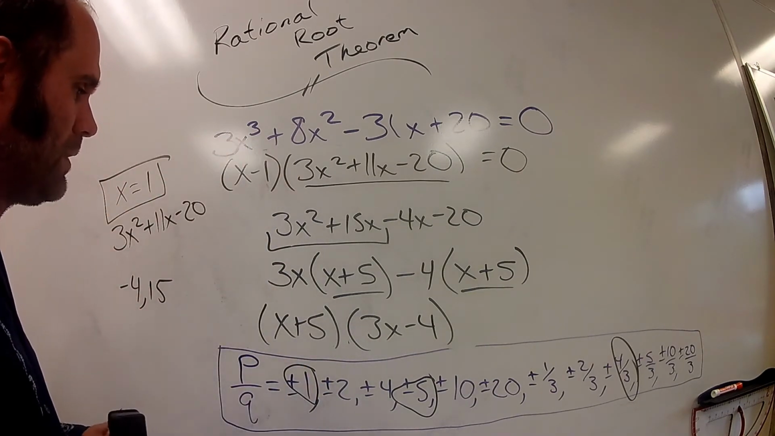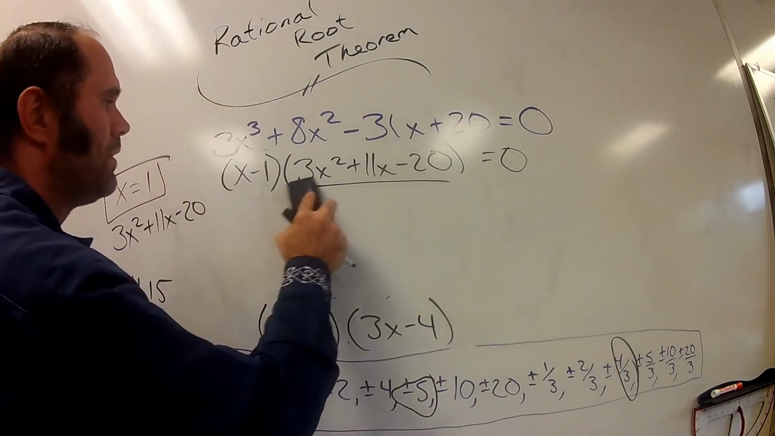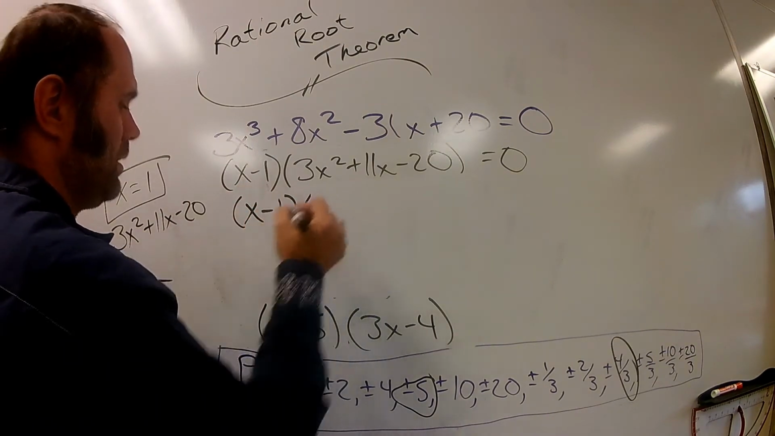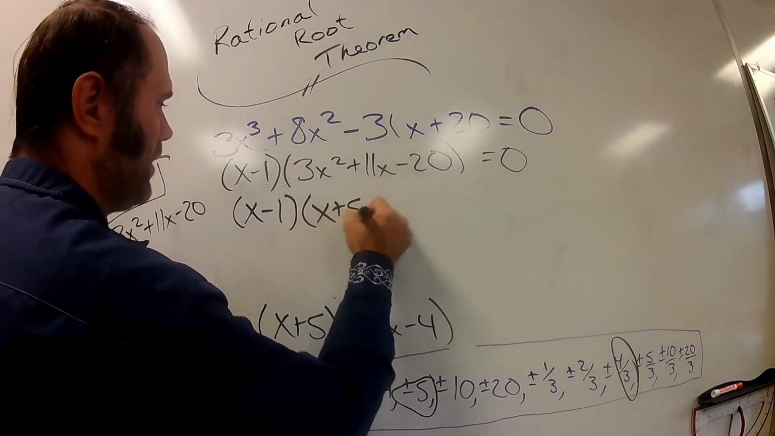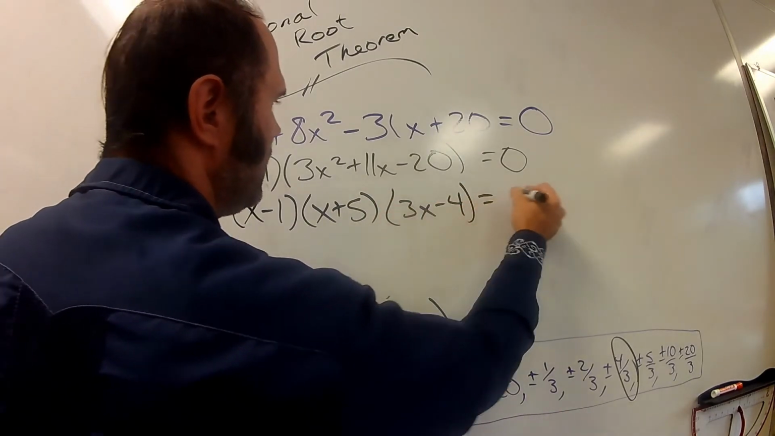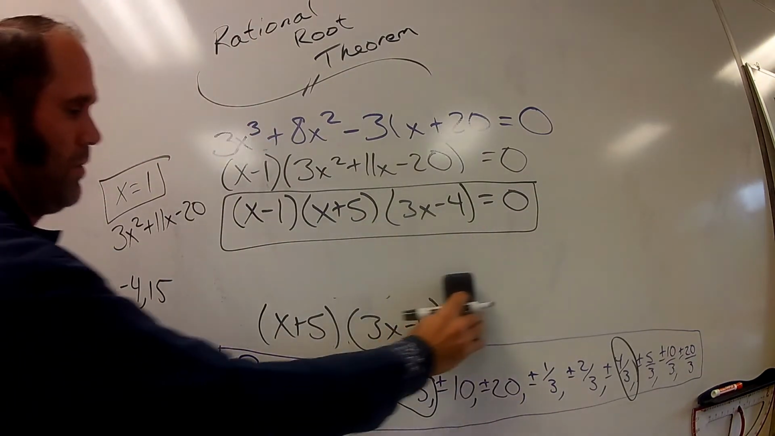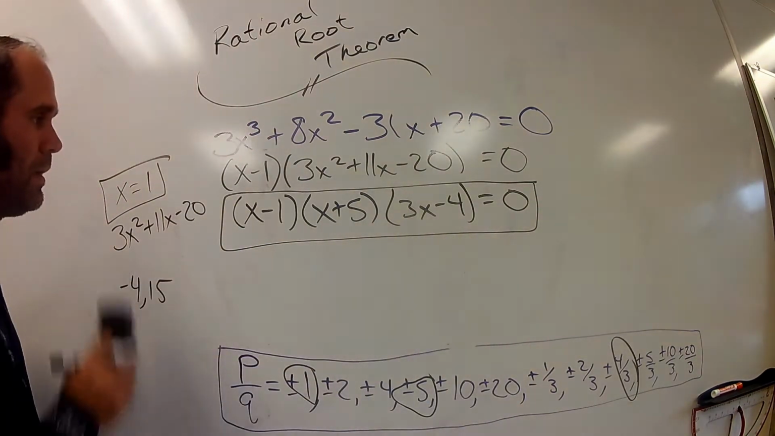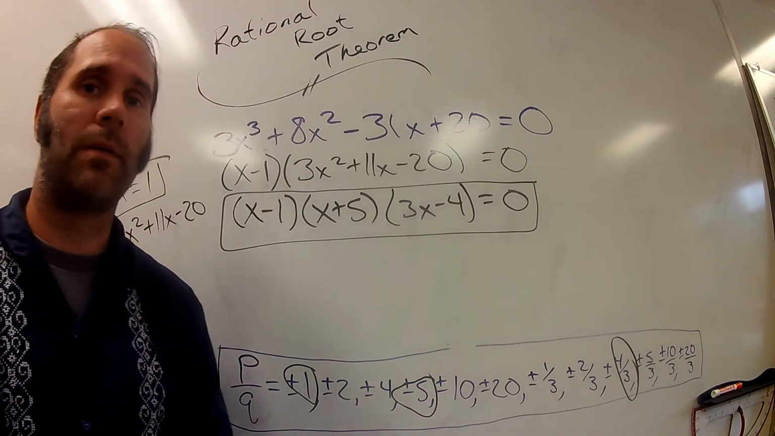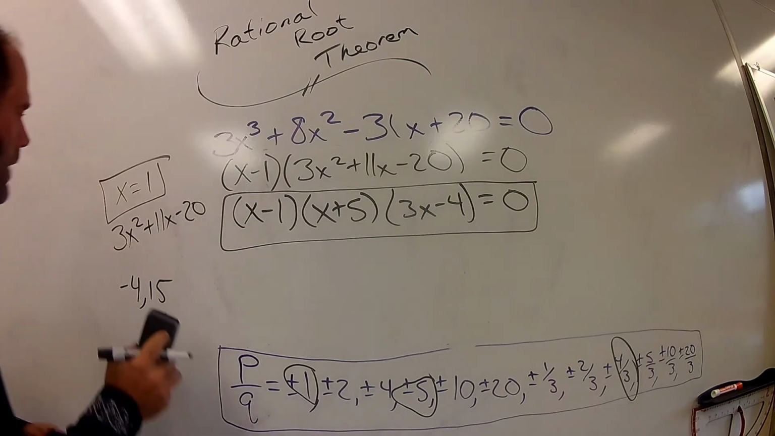So we can rewrite this entire equation as x minus 1 times x plus 5 times 3x minus 4 equals 0. And we have factored that. And that is quite the feat. So we factored a cubic. And that is pretty huge. That makes a big difference.